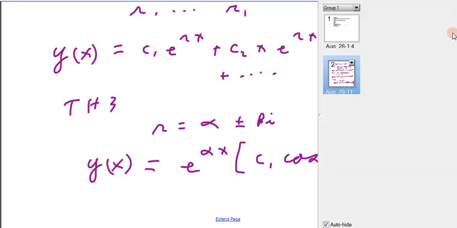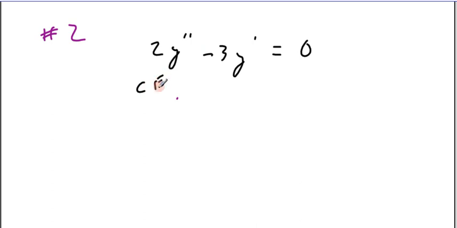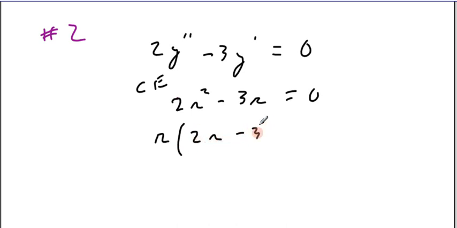Okay, so the only other thing we have to worry about is solving problems. So we'll look at problem number 2 first. And we find 2y double prime minus 3y prime is equal to 0. Maybe we ought to read what the instructions say. Find the general solution of the differential equation. So the characteristic equation, 2r squared minus 3r is 0. We factor out an r. 2r minus 3 is 0. And we find r is equal to 0, or 3 over 2.